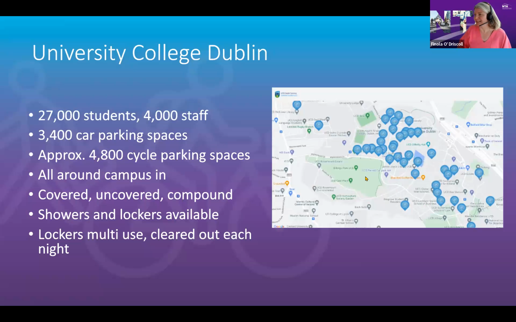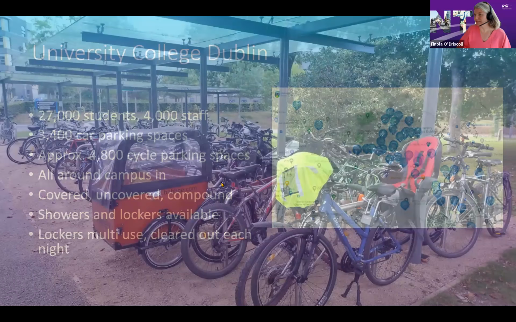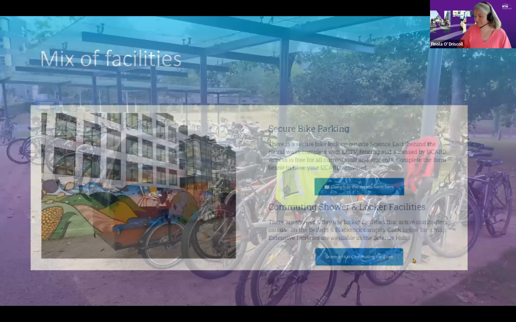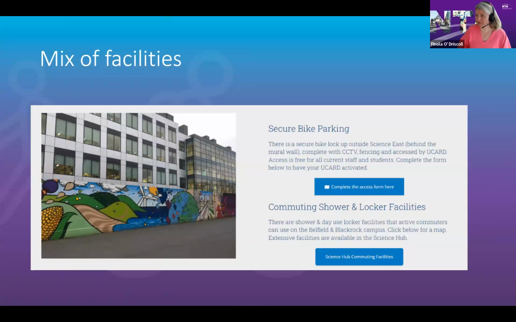Convenient to destinations. There's various covered and uncovered facilities. There is a locked compound for those who really want to make sure that they're secure. It's in one place. They've showers and lockers available. So this is one of the photos of all of the types of cycle parking out there. And just to say, we see the cargo bikes, we see the bikes with the kids bringing kids in. The secure parking compound you can use by applying, and it's for free.